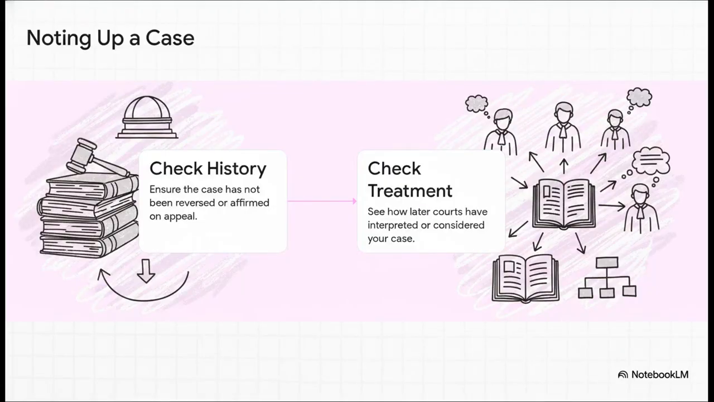And you do this by checking two things. First, its judicial history. Was the decision appealed and then upheld or reversed? And second, its judicial treatment. What have later judges said about this case? This whole process ensures your legal foundation is solid as a rock.